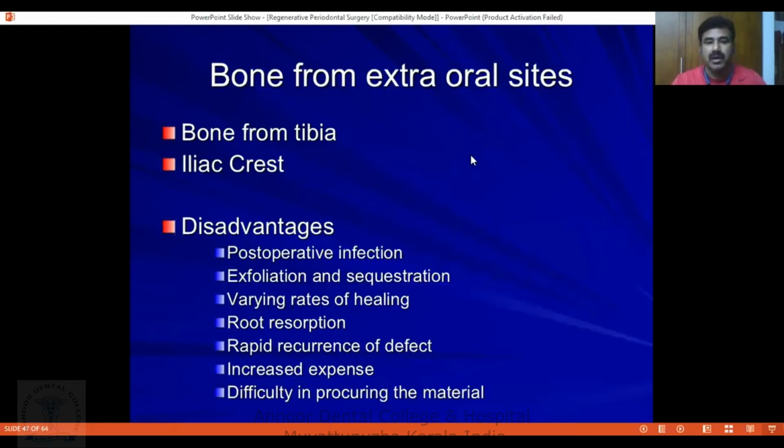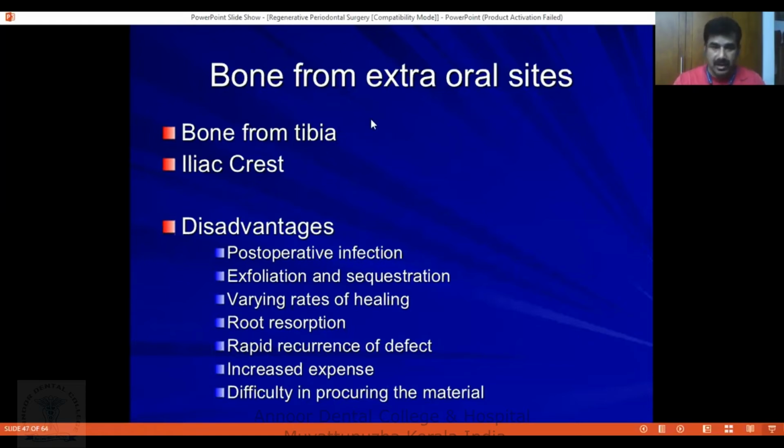Now we are going to look at bone from extraoral sites. What are the different areas from which you can get bone extraorally? Suppose in some cases, not mainly for periodontal defects, but mainly when you do reconstruction, after cancer surgery, after trauma, you need a large amount of bone. In that situation, you take bone from the tibia or the iliac crest.